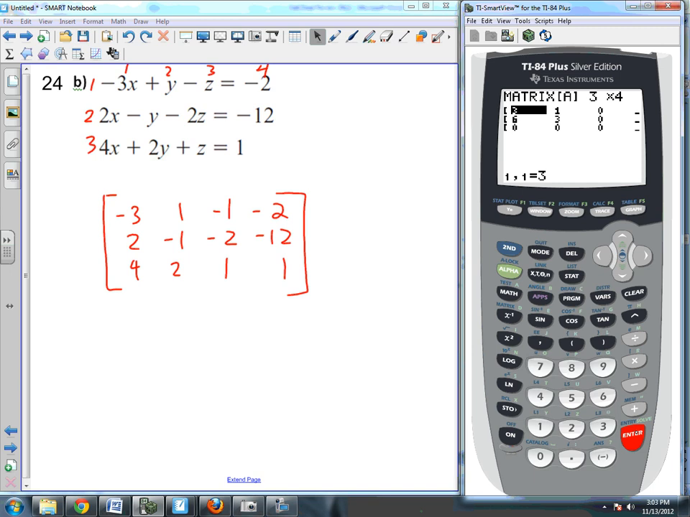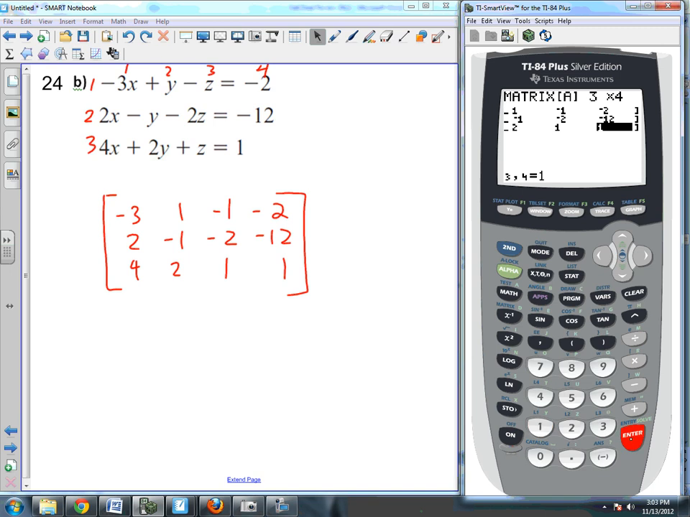Now you just type all of the coefficients. Every time you hit enter, it's going to tab down the row that you're in. So it's going to be 3, 1, -1, -2, and then it's going to ask you for the second row. So it's 2, -1, -2, -12. All right, the third row, 4, 2, 1, 1.